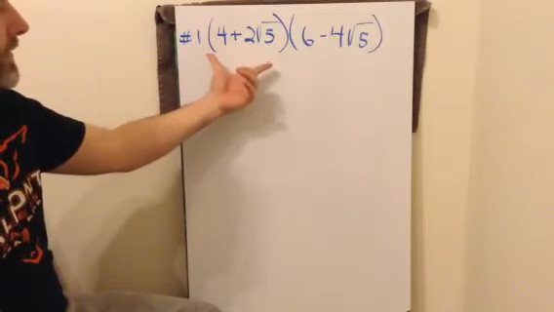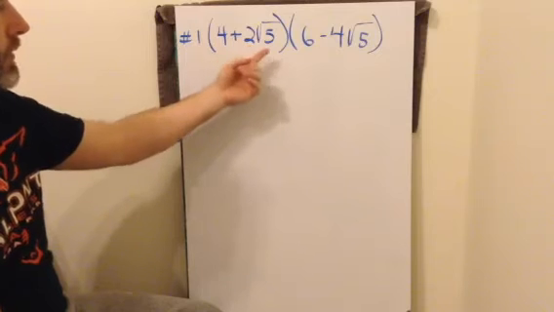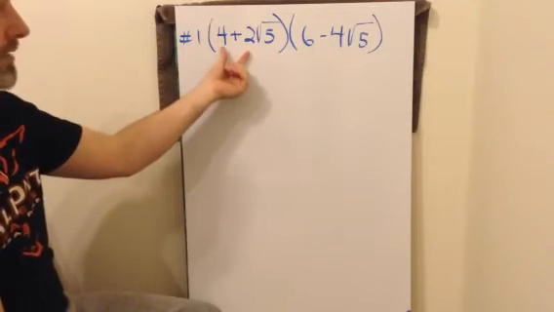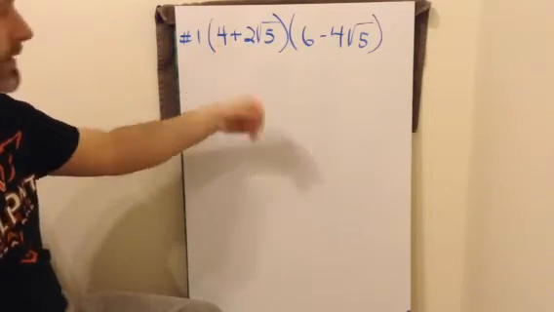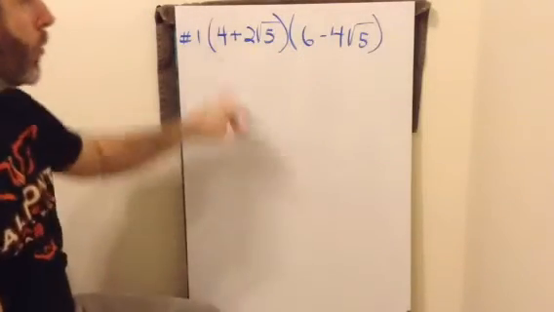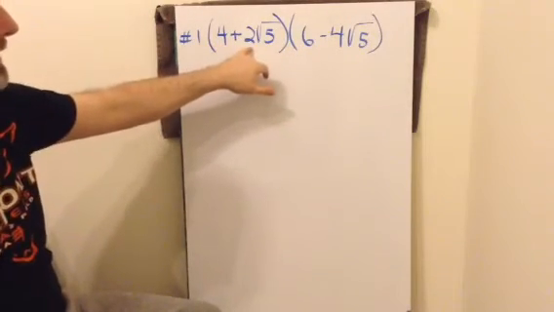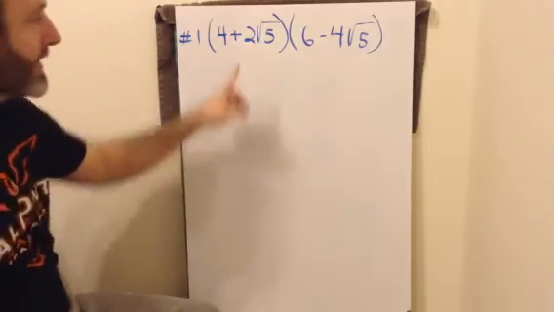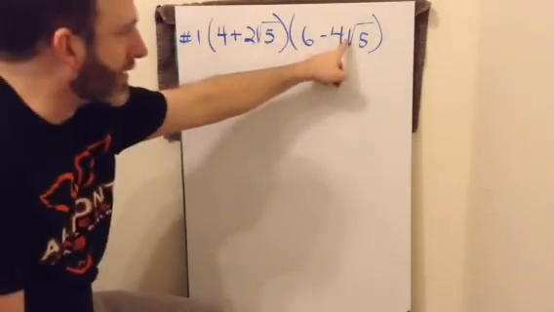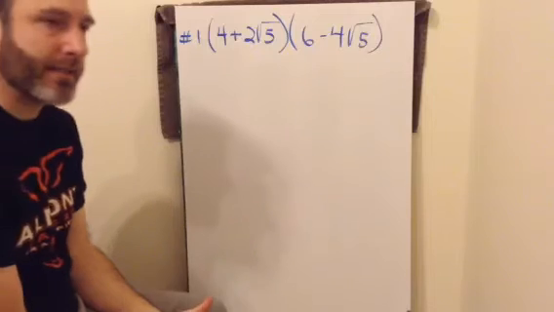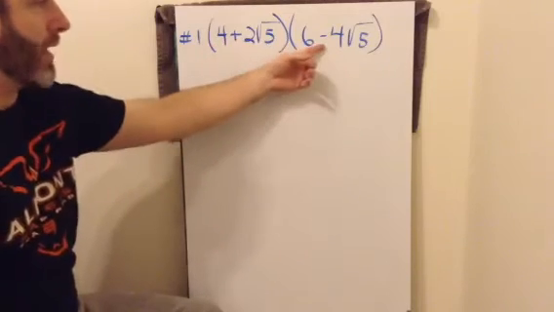When they look at this left to right, they see 4 plus 2 square root of 5, and sometimes they try to combine this, 4 plus 2, making it 6, or 6 minus 4, making that 2. We cannot combine these. Remember order of operations: this is a multiplication, this is a multiplication. That takes precedence over any addition and subtraction.